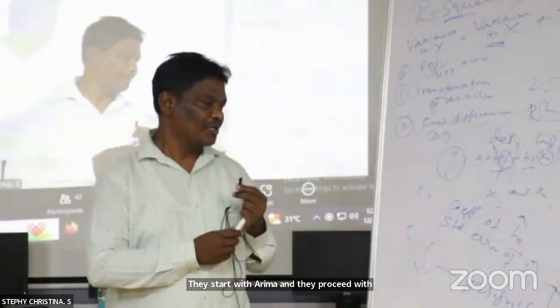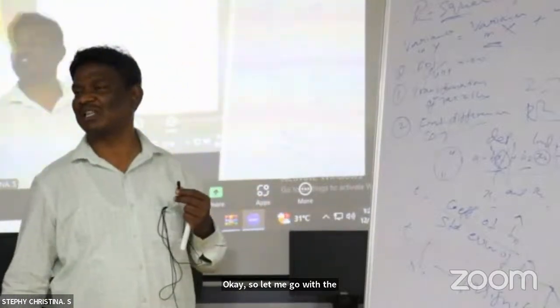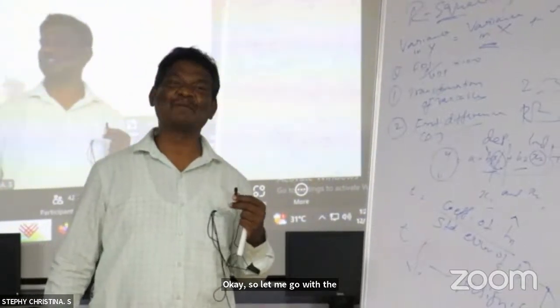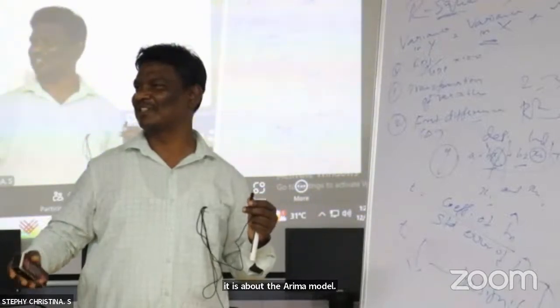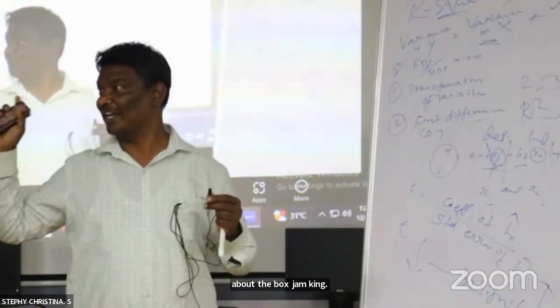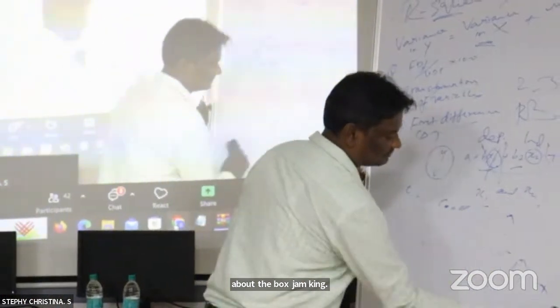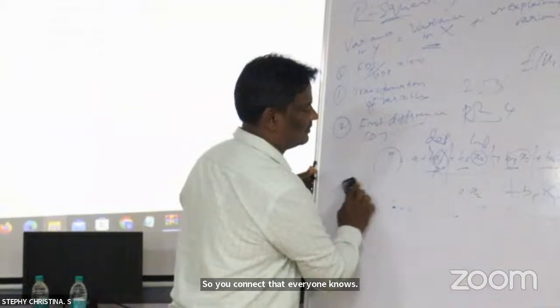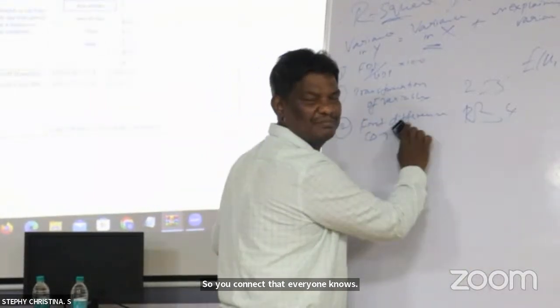Let me go with the explanation of the Box-Jenkins methodology. It is about the ARIMA model. ARIMA is nothing but the Box-Jenkins process, the method. Sir, you connect that ARIMA now. Now, what is the flow diagram? So that flow is fine.